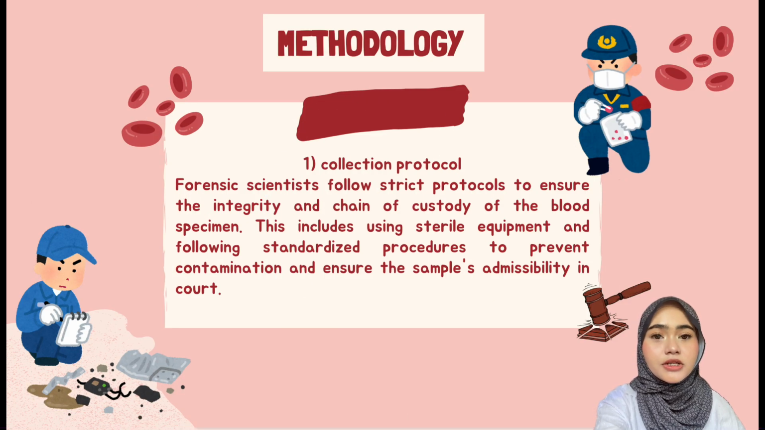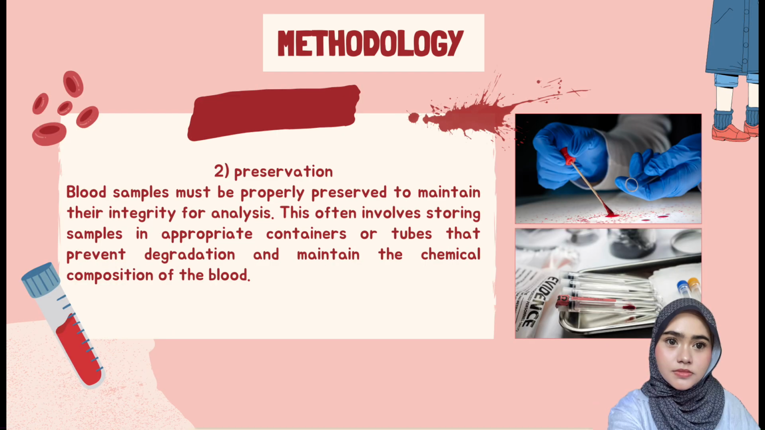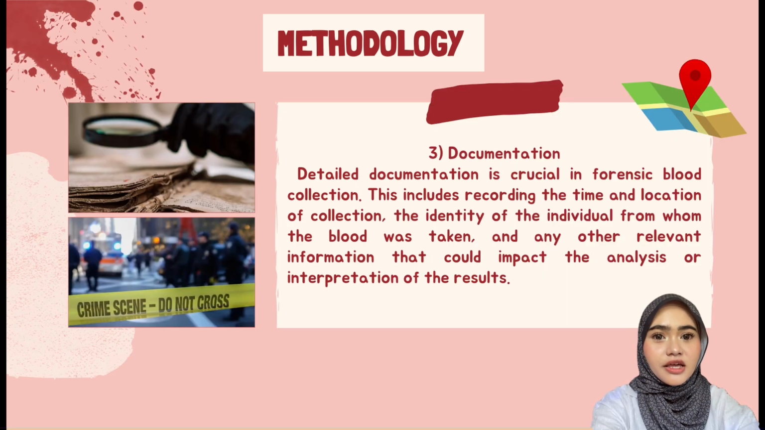In this slide, forensic in blood specimen collection, we have 6 types of methodology. The first one is collection protocol. Forensic scientists follow strict protocols to ensure the integrity and chain of custody of the blood specimen. This includes using sterile equipment and following standardized procedures to prevent contamination and ensure the sample's admissibility in court. Secondly, we have preservation. Blood samples must be properly preserved to maintain their integrity for analysis. This often involves storing samples in appropriate containers or tubes that prevent degradation and maintain the chemical composition of the blood.